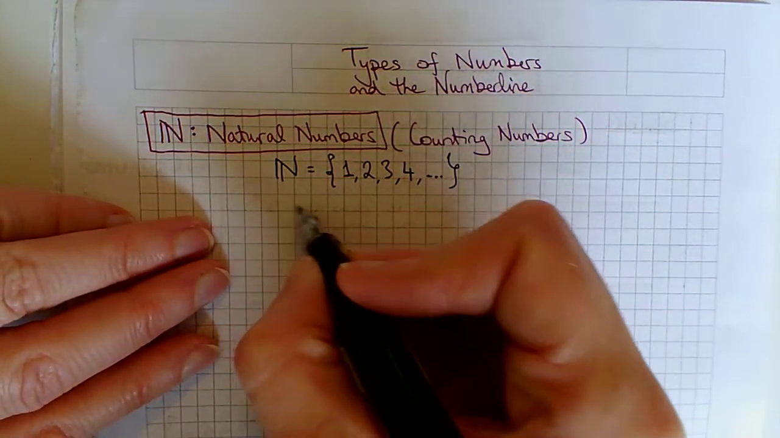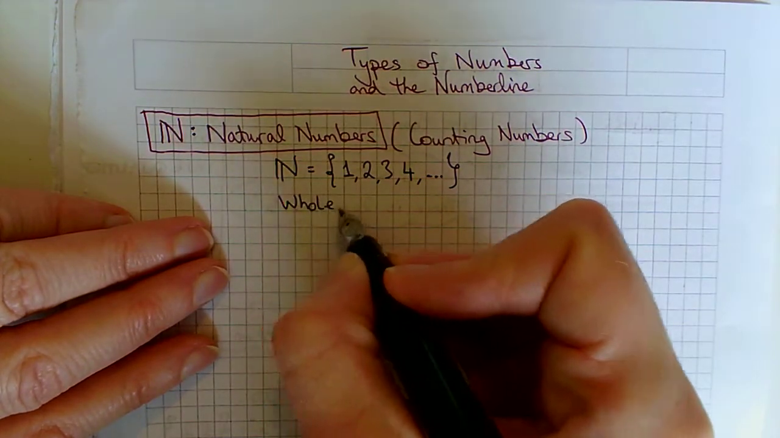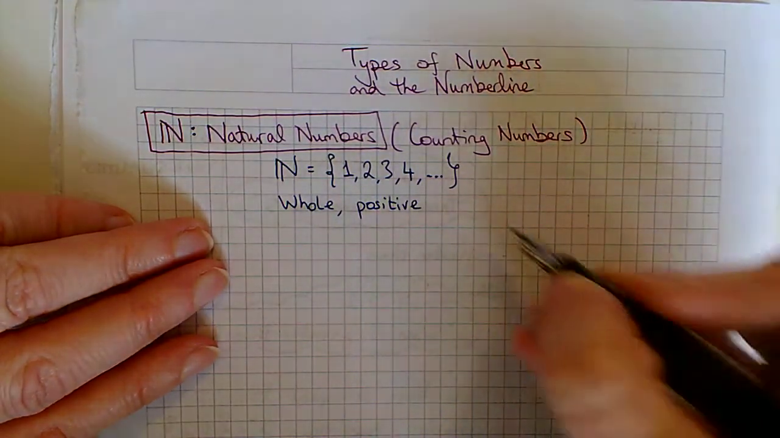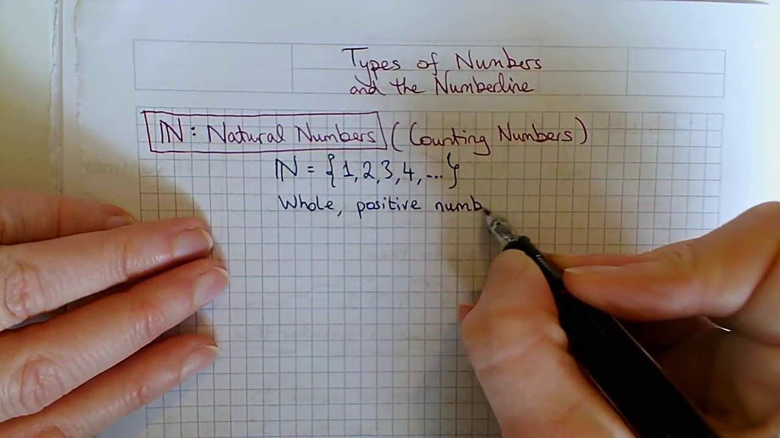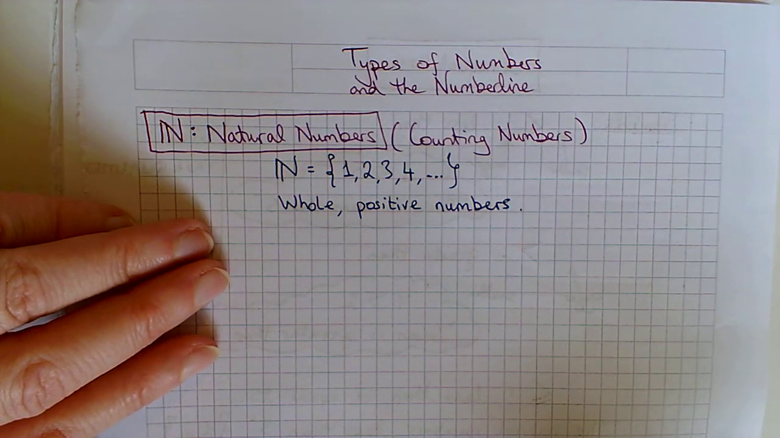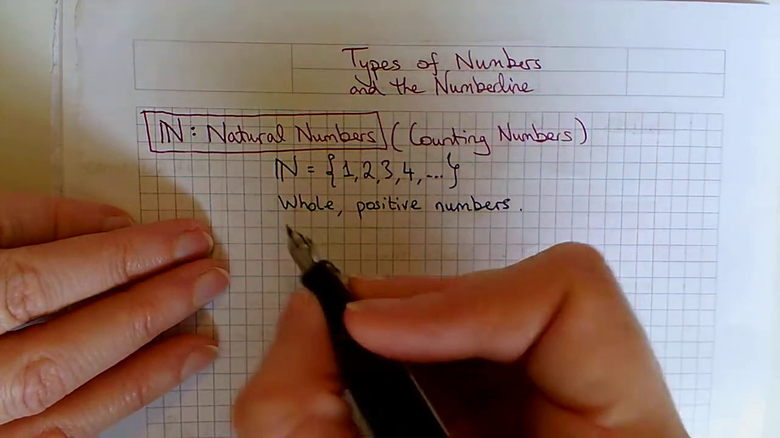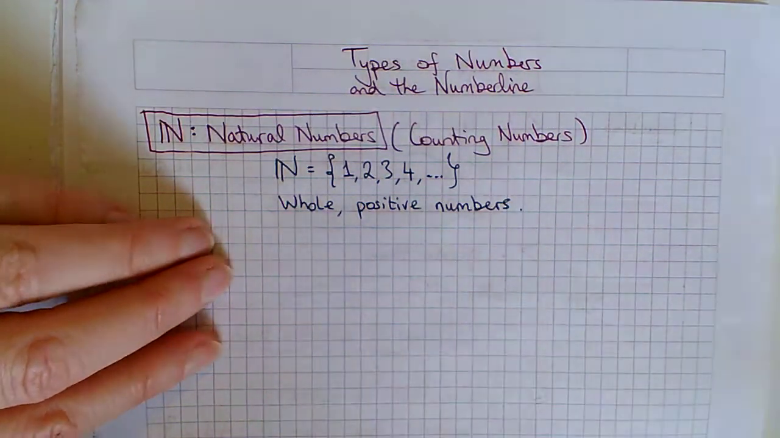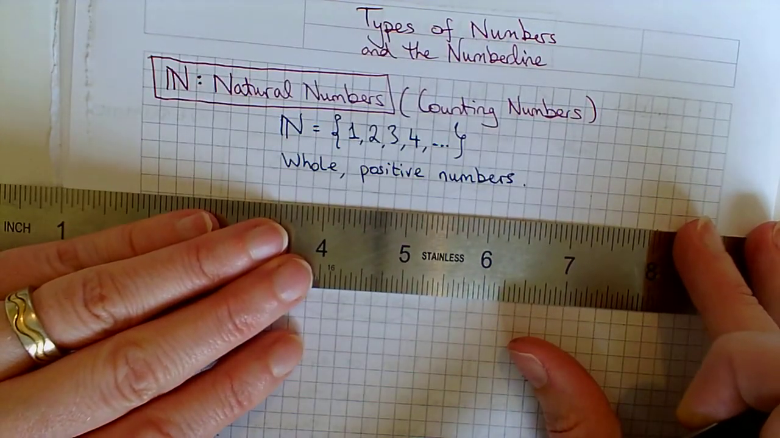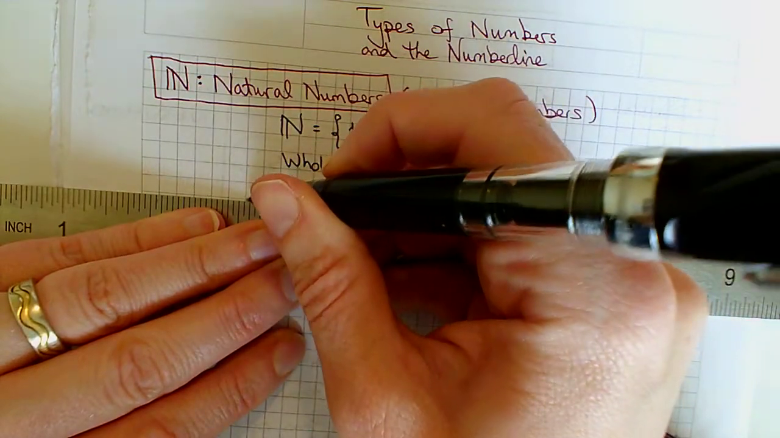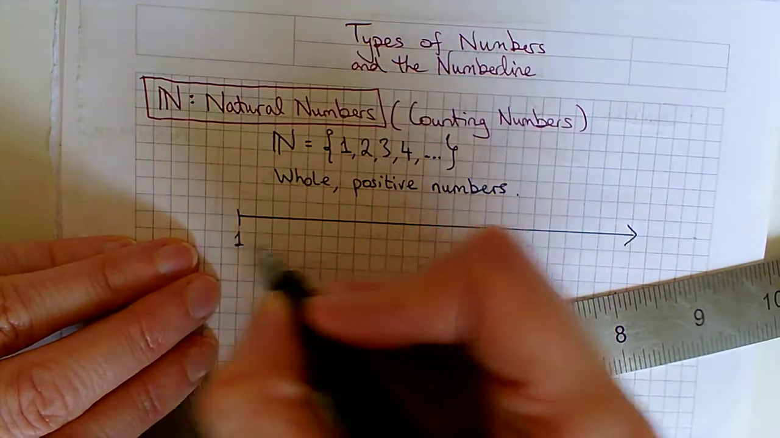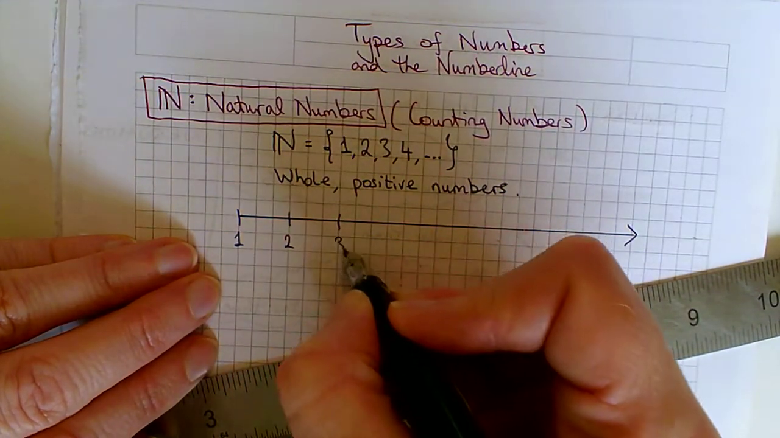So the natural numbers are the whole positive numbers. Now 0 is not negative, but it's not positive either. So whole positive numbers only. We can see the set there. We're used to drawing a number line for these. So a number line for the natural numbers starts at 1 and goes on forever in the positive direction. So it looks like this. It starts at 1 and then it goes on forever in the positive direction.